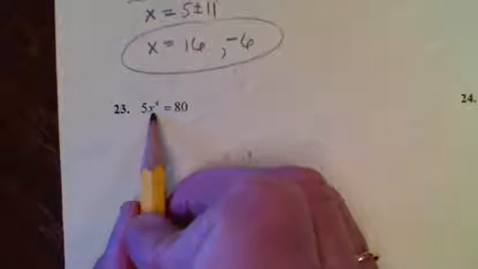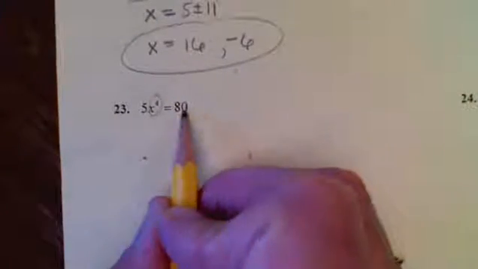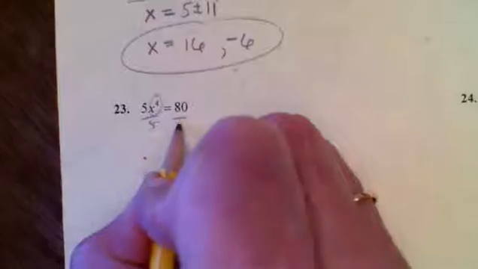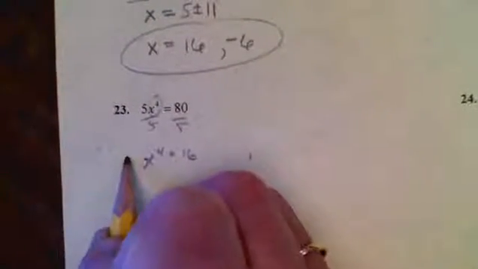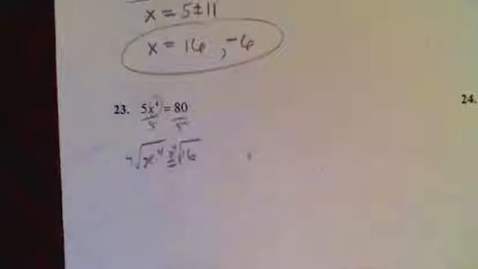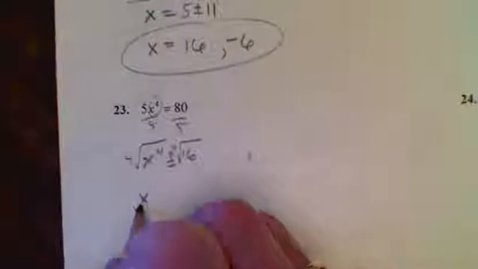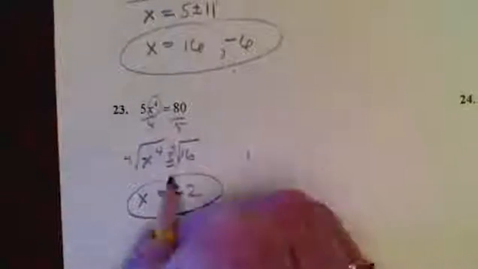So with this one, again, you want to get this x to the 4th by itself. So the first thing you need to do is divide by 5. So after you divide by 5, x to the 4th equals 16. Take the 4th root. Again, it's an even root, so we have to take plus or minus on that side. So over here you get x, over here you get plus or minus. The 4th root of 16 is 2.